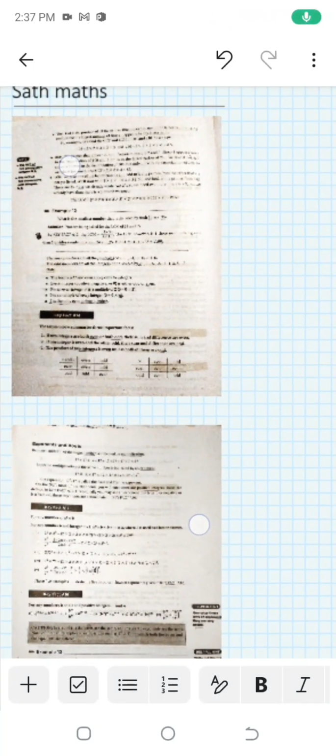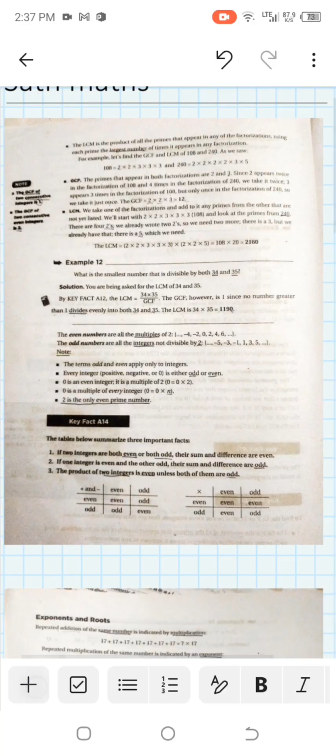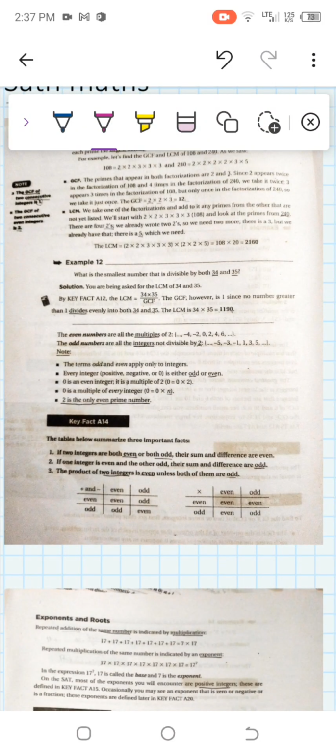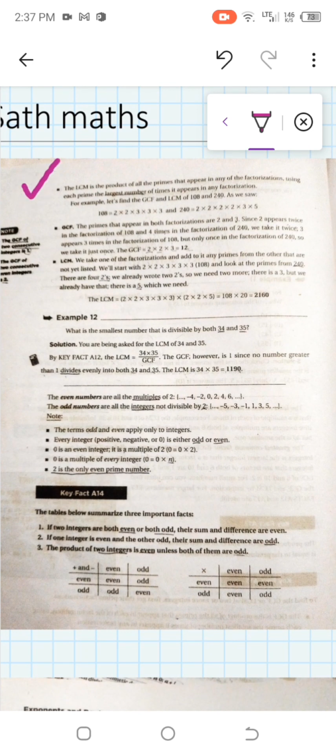We have the remaining questions of set math from the first chapter, so we are going with the remaining ones. In this video, we are going with another page number. We are starting from example number 12.